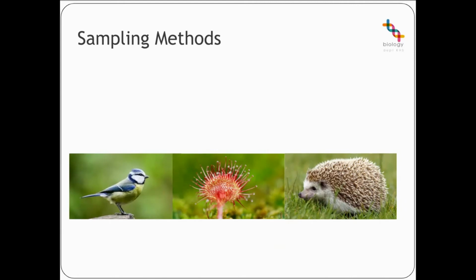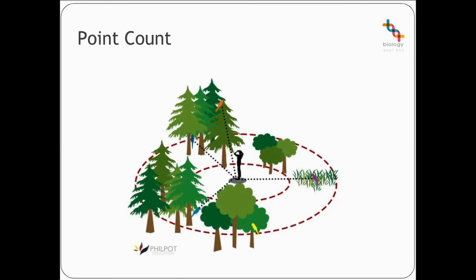Now, when it comes to our sampling methods, there are several different ones that could be selected. And using the correct one really depends on the type of organism that you are sampling. So we're going to focus today on sampling methods for birds, plants and small mammals. We're going to focus around those, generally speaking. To begin with, we're going to have a wee look at what is called a point count. This is often used for bird species.